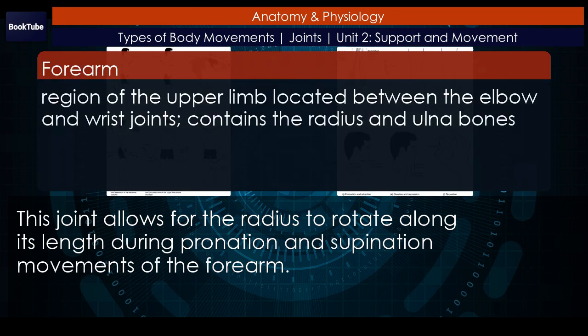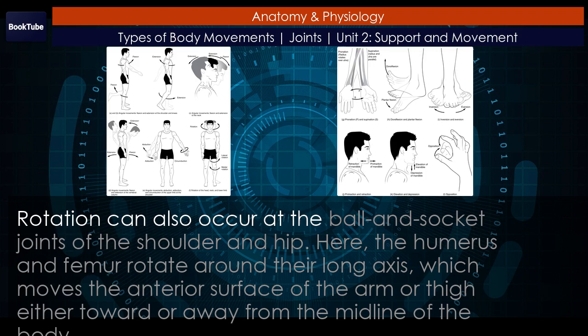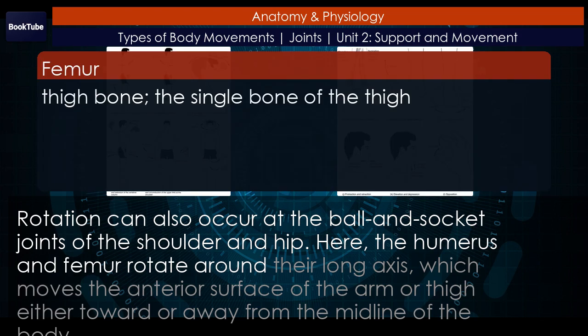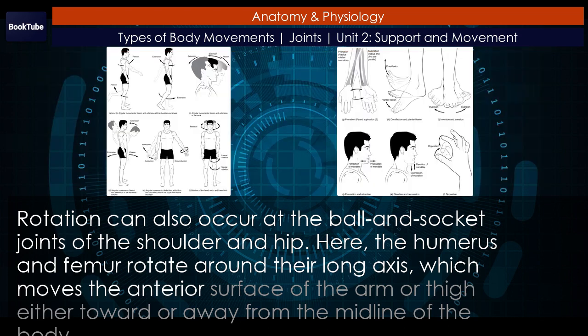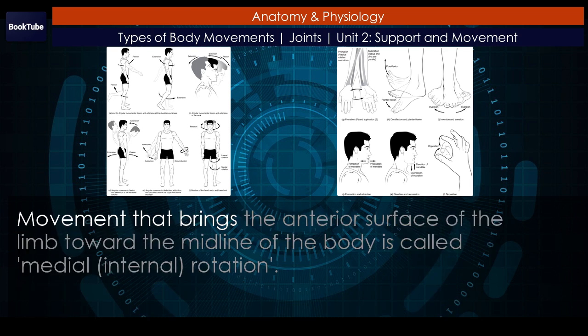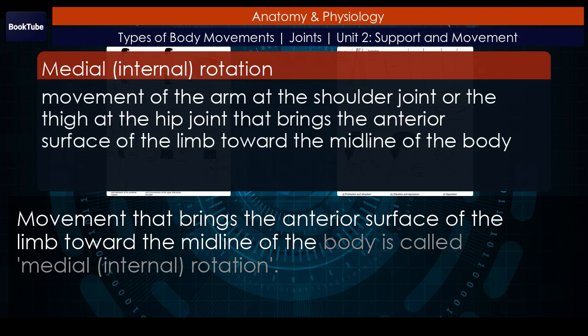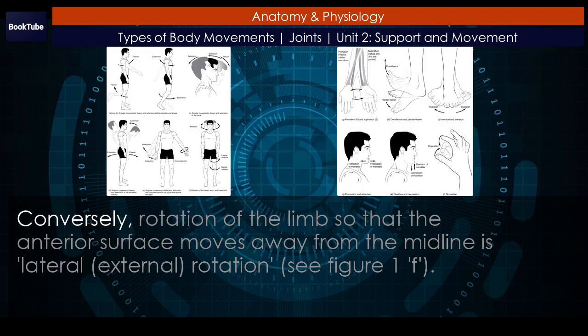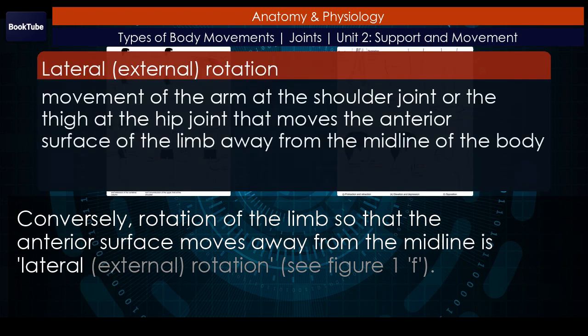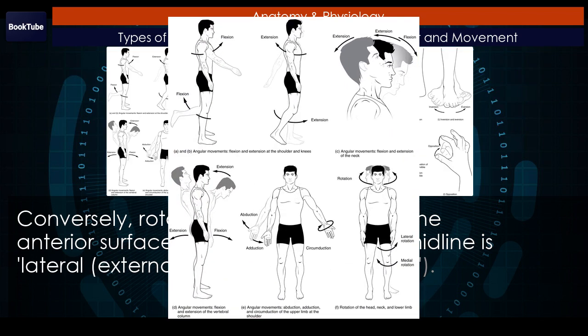Movements of the forearm. Rotation can also occur at the ball and socket joints of the shoulder and hip. Here, the humerus and femur rotate around their long axis, which moves the anterior surface of the arm or thigh either toward or away from the midline of the body. Movement that brings the anterior surface of the limb toward the midline of the body is called medial (internal) rotation. Conversely, rotation of the limb so that the anterior surface moves away from the midline is lateral (external) rotation. See Figure 1f.